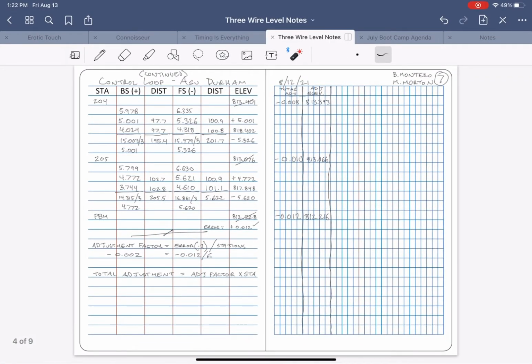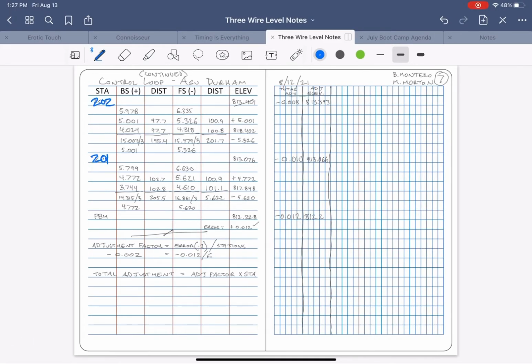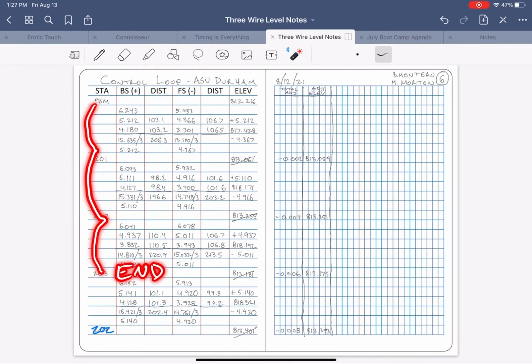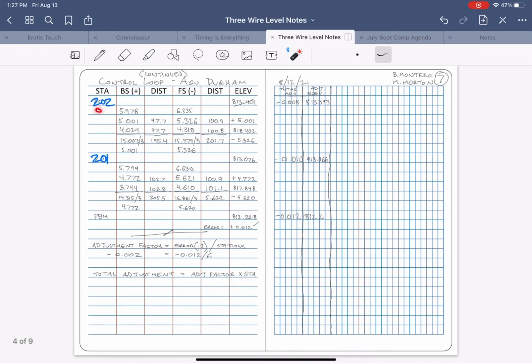Let's talk about one other possibility that may arise. Sometimes when we're performing a level loop, we'll run our level loop out in one direction. I'm going to go ahead and fake in some point numbers here. Let's say we ran through 201, 202, 203, 203 being the end of our level loop. So from 203, we came back through 202, 201, and then closed to the PBM.